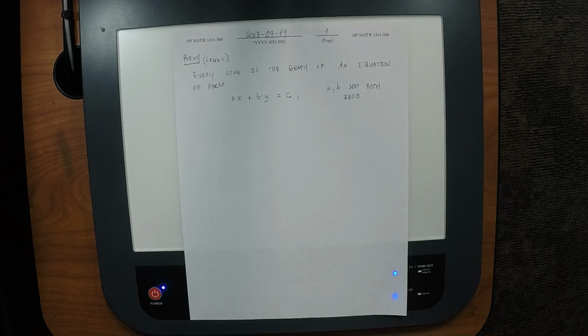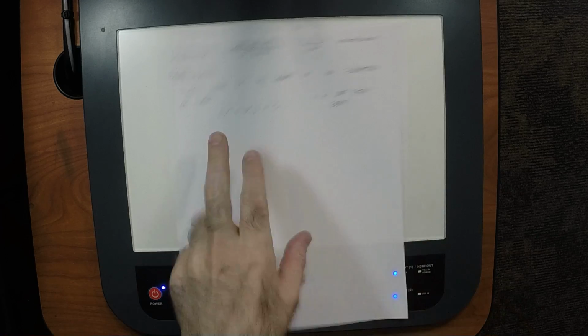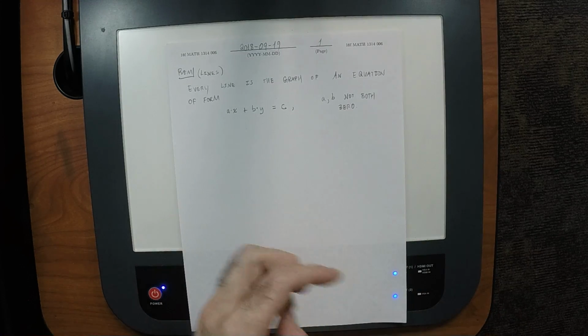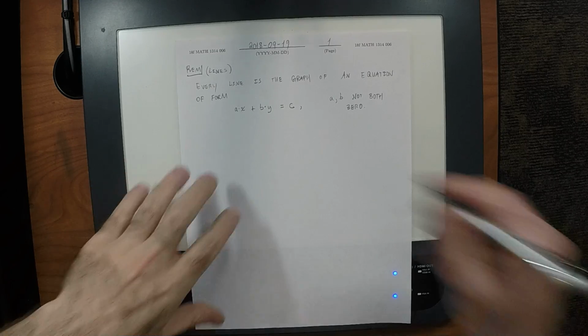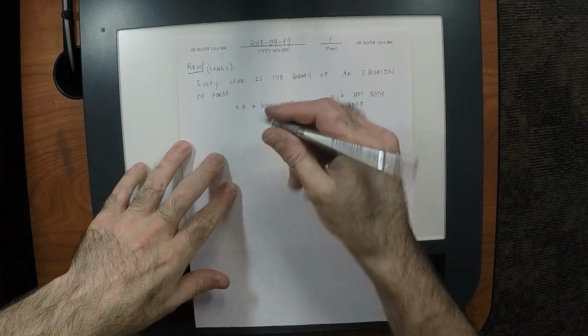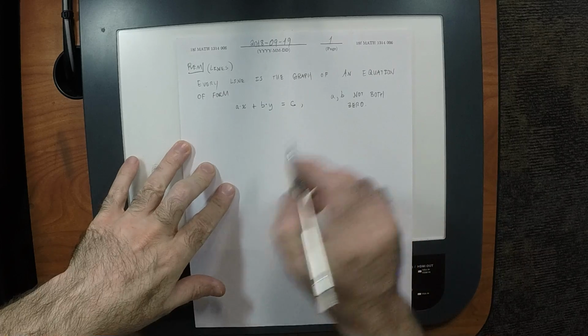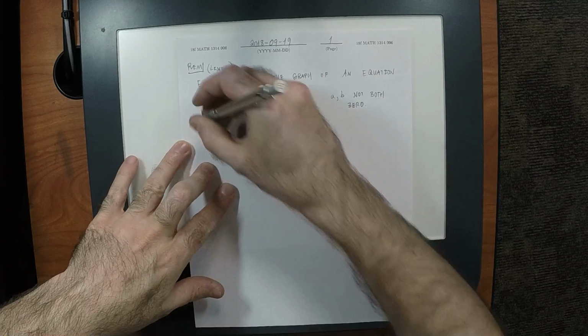It means that it's fine if a is 0. But if a is 0, then b isn't. Similarly, it's fine if b is 0, but in that case, a isn't. And it's also fine for neither one of them to be 0. They could be like 1 and 2. But they can't both be 0. Because that's the definition, there are in fact 3 cases.